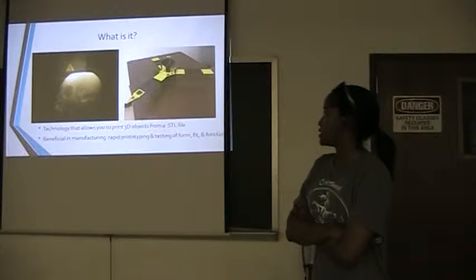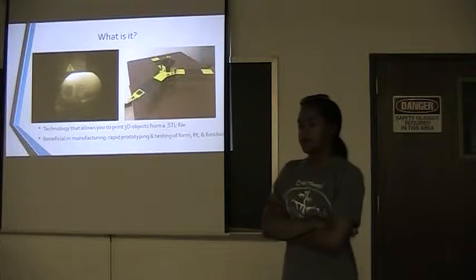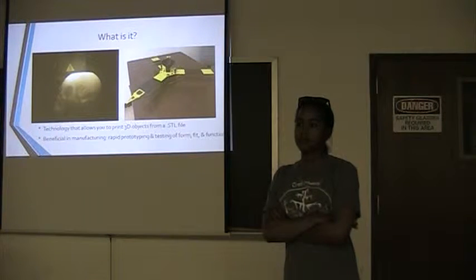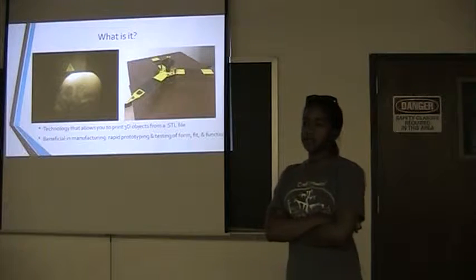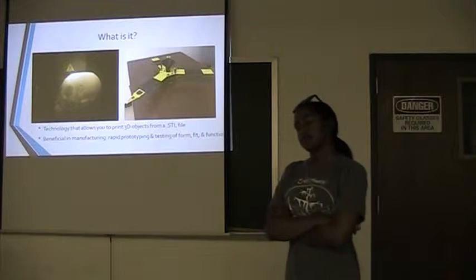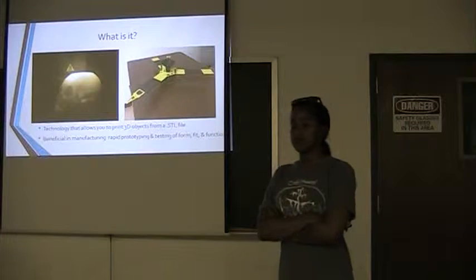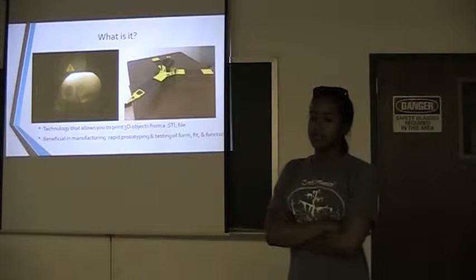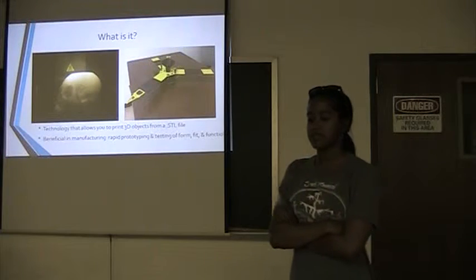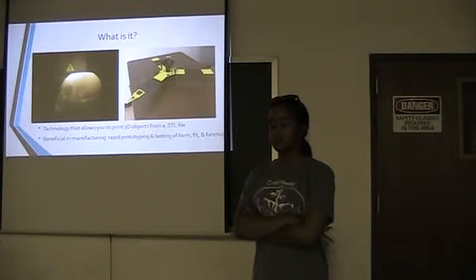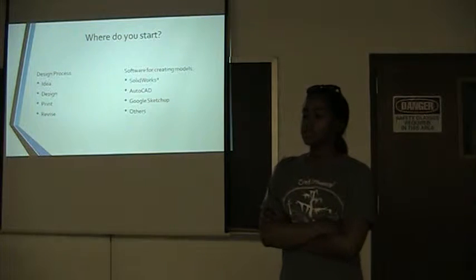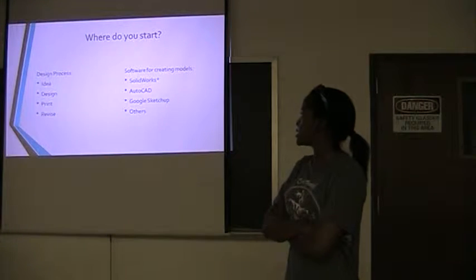So basically it is a machine that prints out 3D objects from an STL file, and it can be used with ABS plastic, or they have some that print with steel, or a lot of different materials. And it's beneficial to us because it's used in rapid prototyping and testing and things. So where do you start?